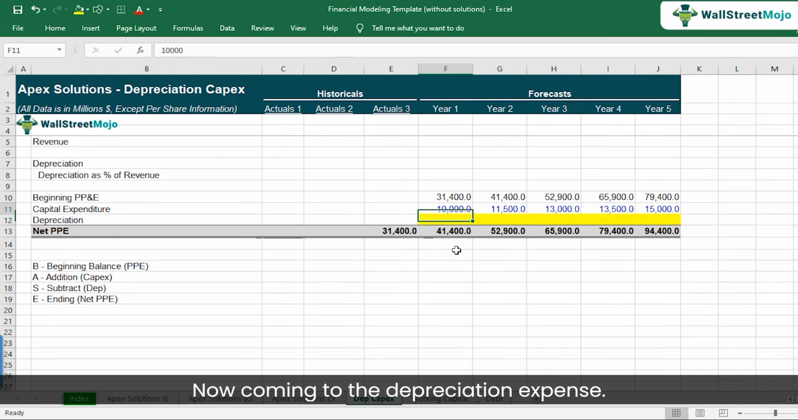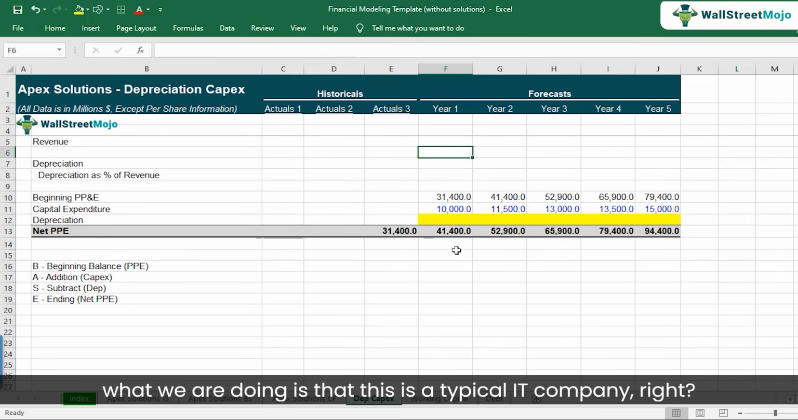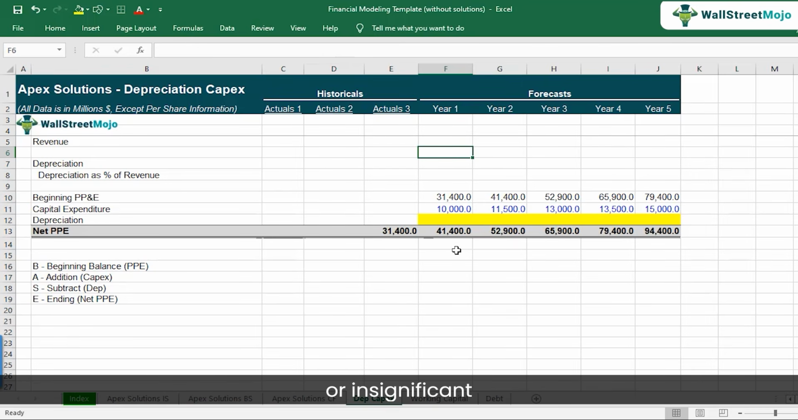Now coming to the depreciation expense. This is a typical IT company. In an IT company, usually capital expenditure is not huge, and depreciation is usually a very small or insignificant number as a percentage of revenue. So usually in these types of companies, you just don't make an elaborate depreciation schedule.